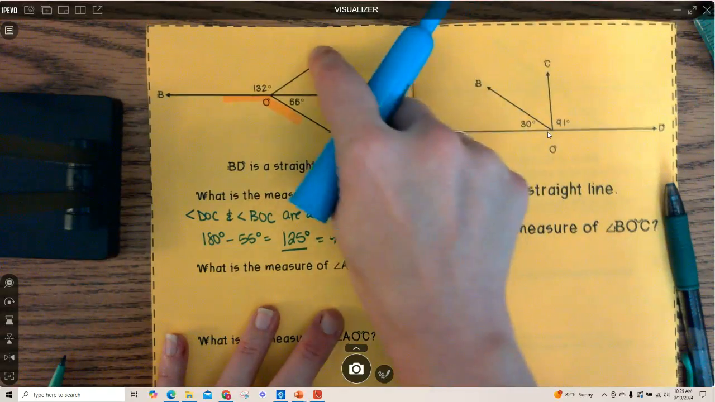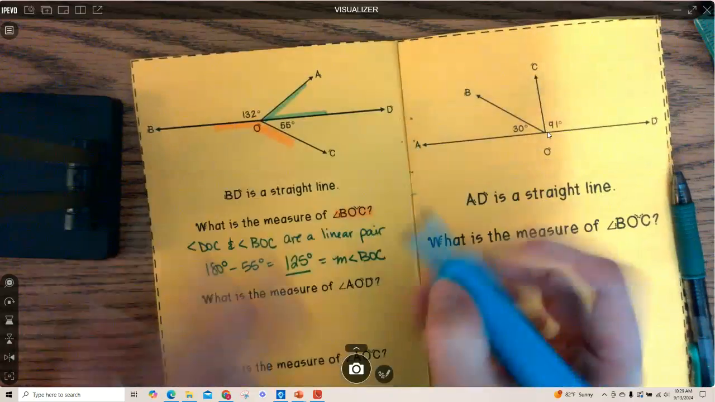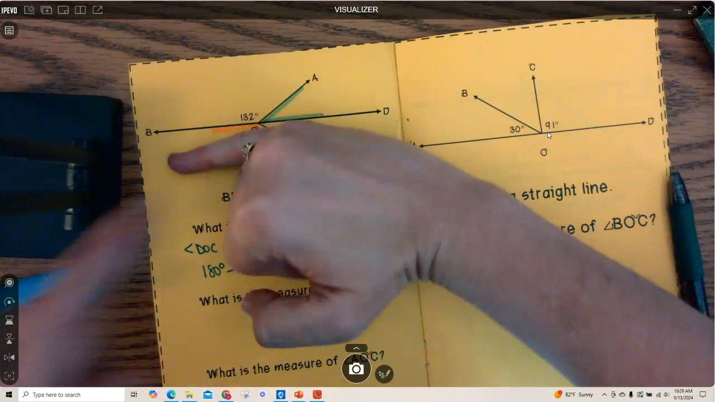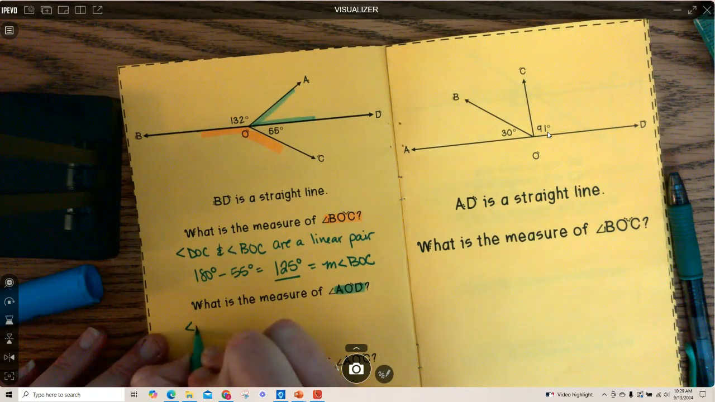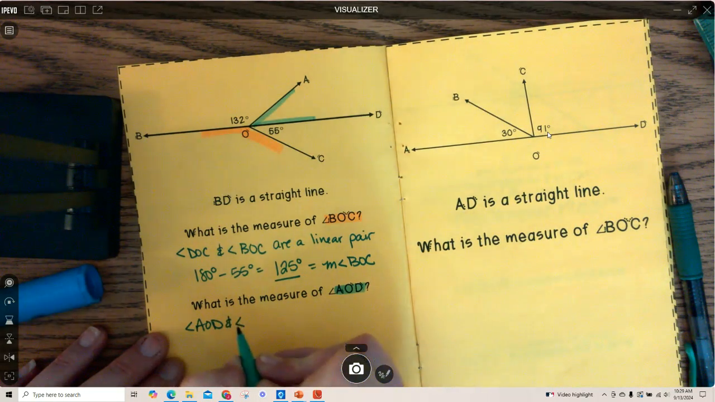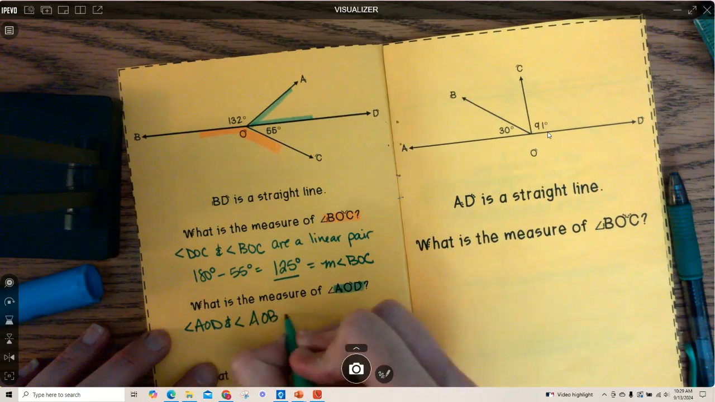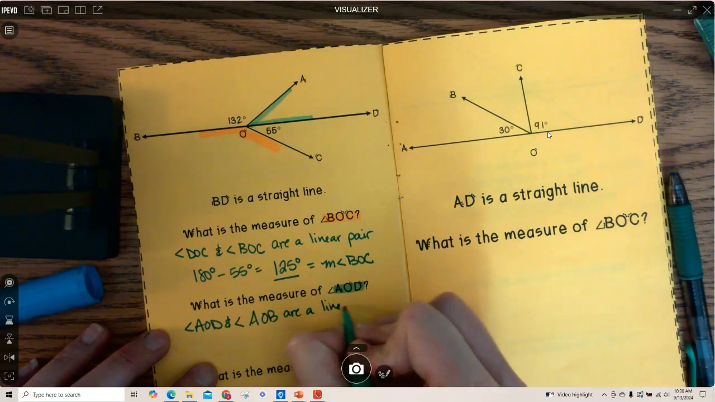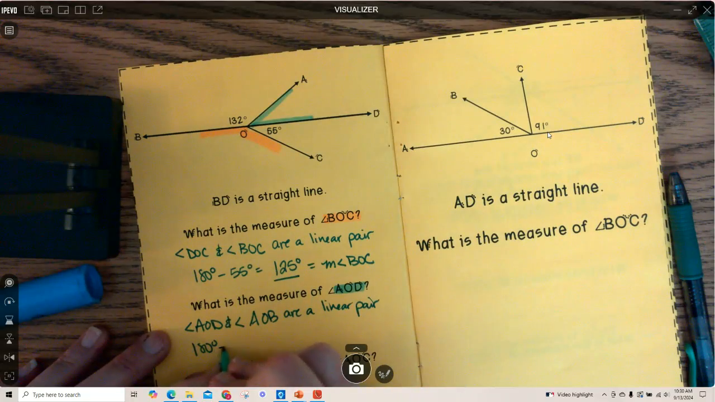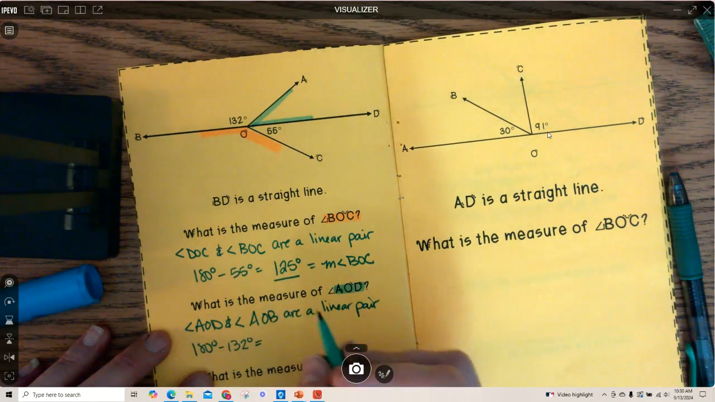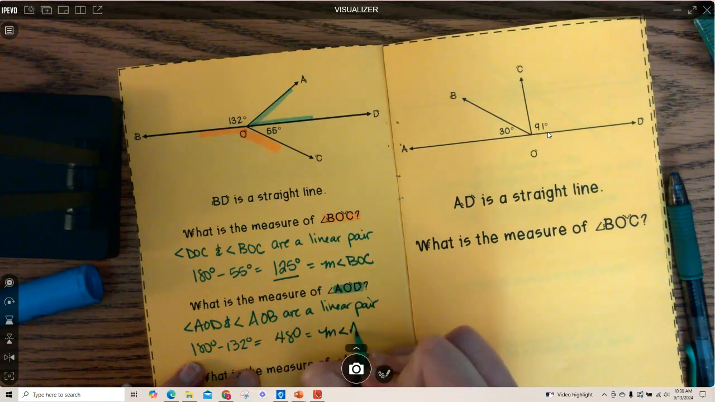All right, what's the measure of AOD? So AOD would be this one here. So same thing. This angle and this angle are a linear pair. So angle AOD and angle AOB are a linear pair. So I could do 180 degrees minus what we know, 132 degrees, and that would give me 48 degrees, and that would be the measure of angle AOD.